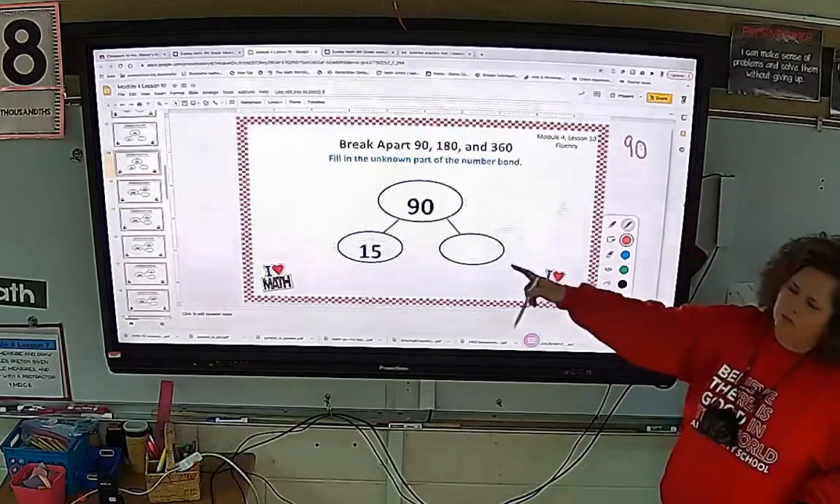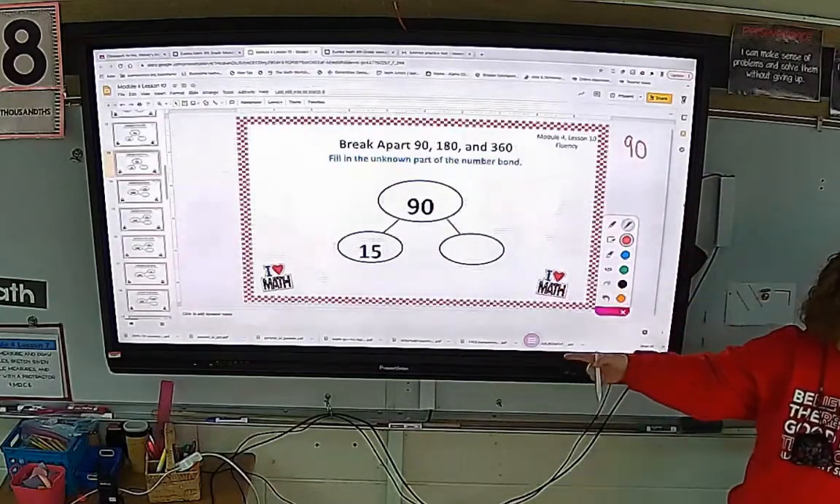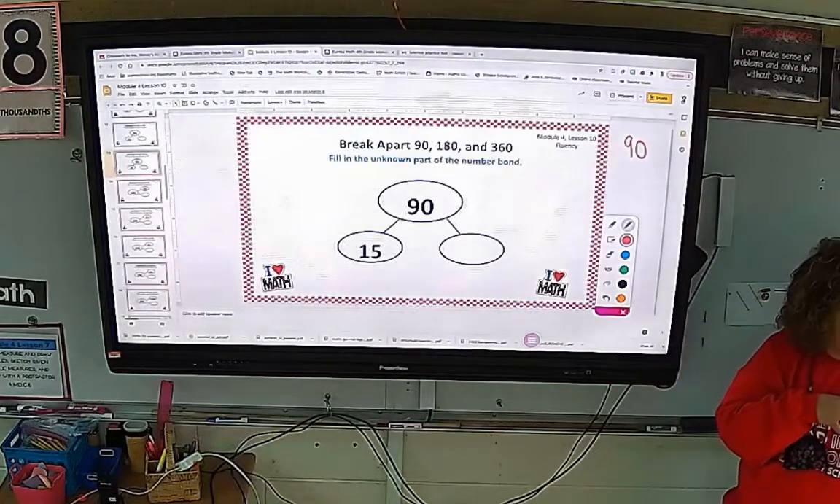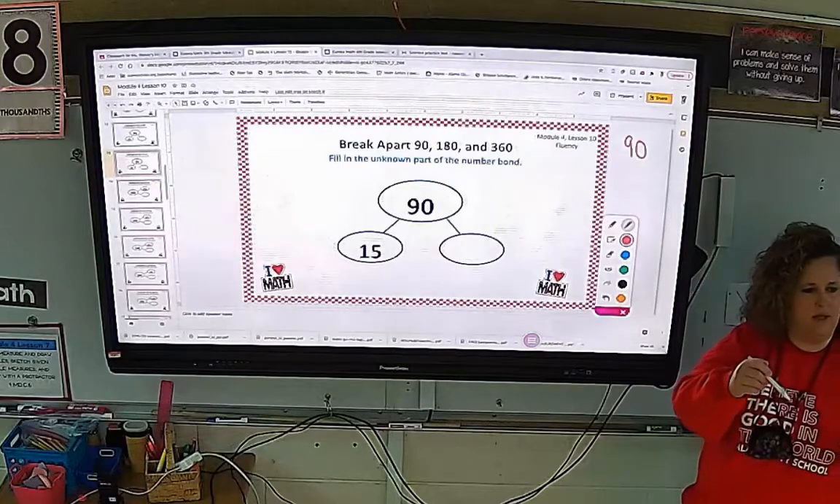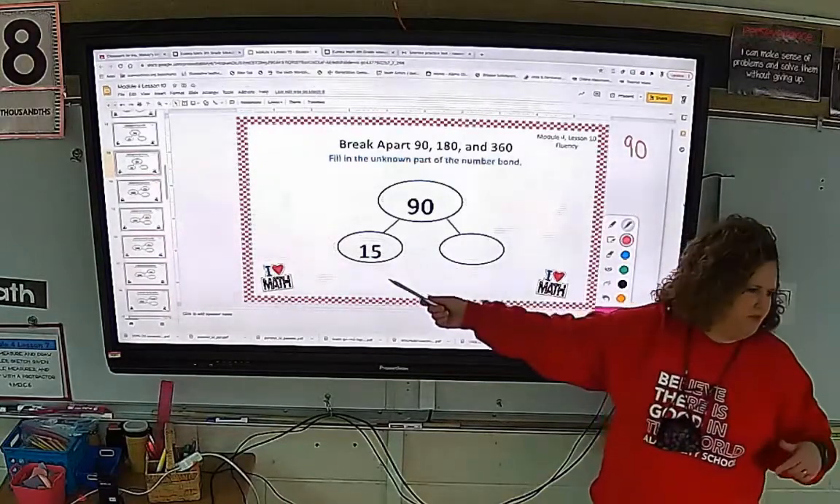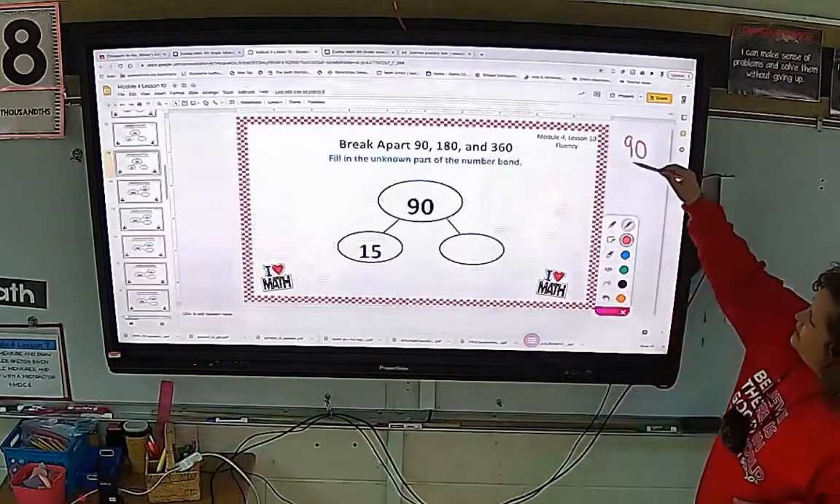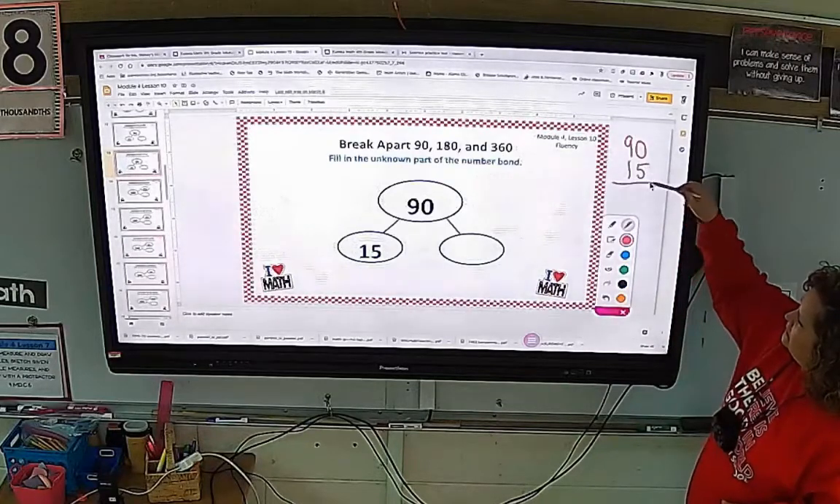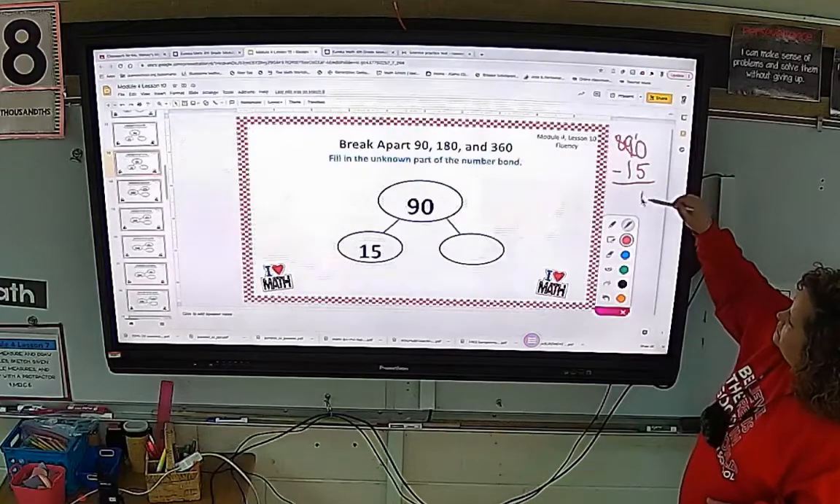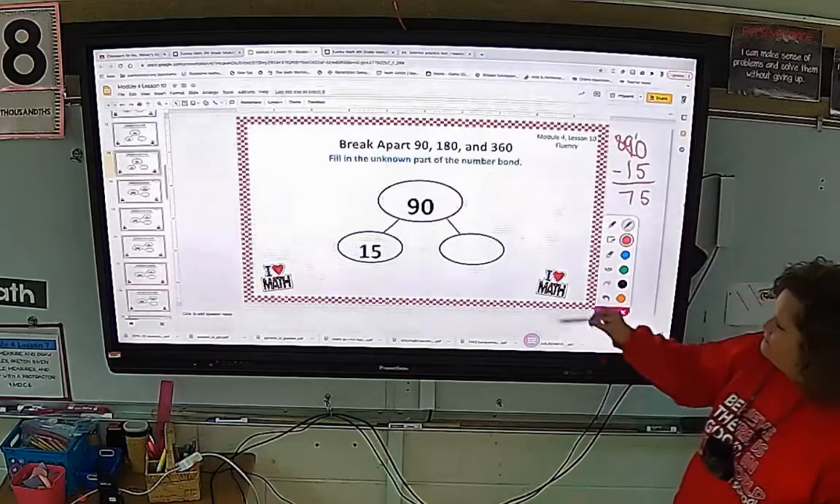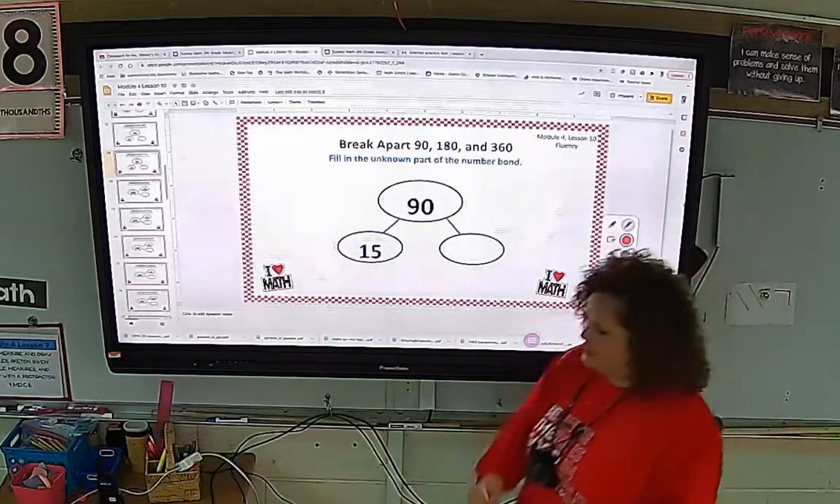This is a real easy mistake to make. So if you think it's 85 at first, ask yourself, how much more would I need to get to 90? It would just be 5 instead of 15. So 90 take away 15, if you're wanting to be sure, would be 75. All right. Let's try another one.